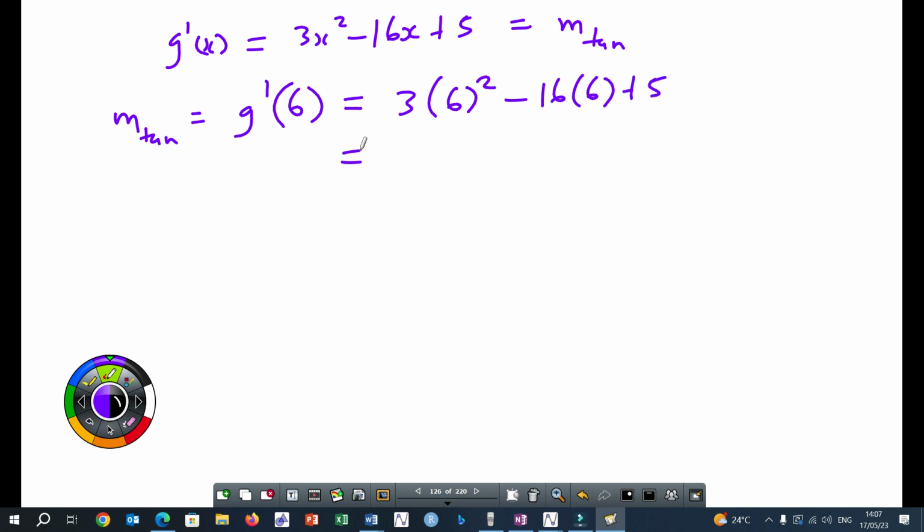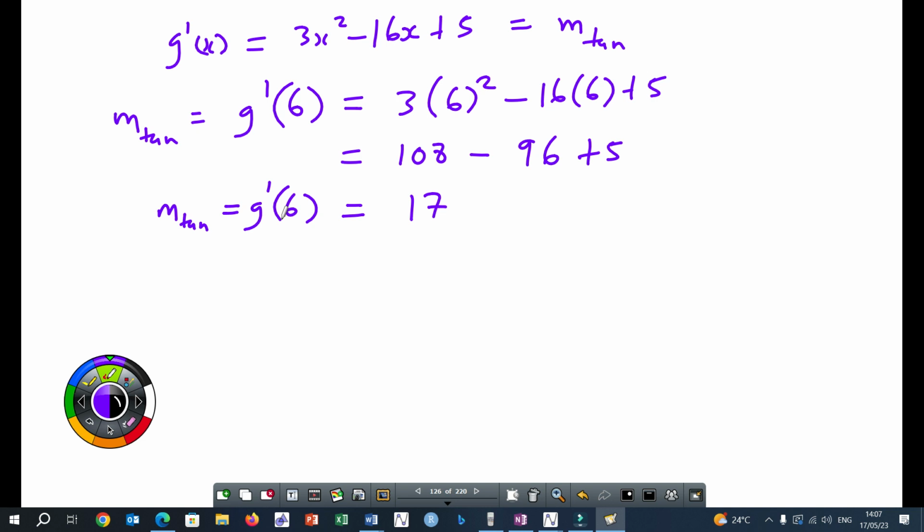And then you get 36 by 3, you get 108. 16 by 6, that's 96, plus 5. If I simplify this, 108 minus 96 gives me 12, plus 5, I get 17. Just check that for me. It is correct. So what this means is our gradient of our tangent at the point of contact where x is 6 is going to be 17.